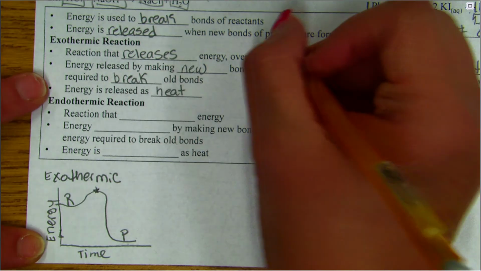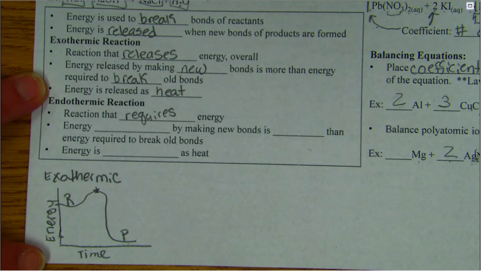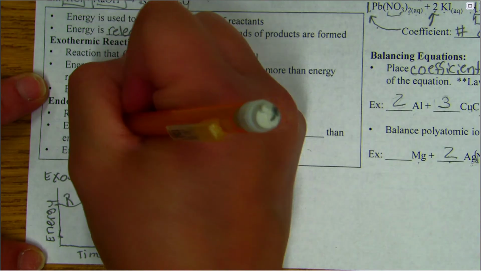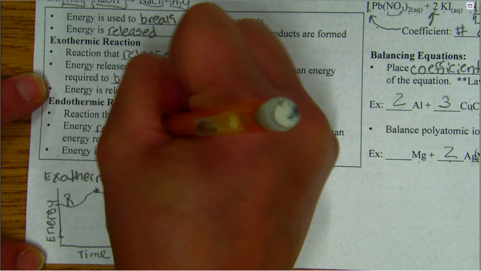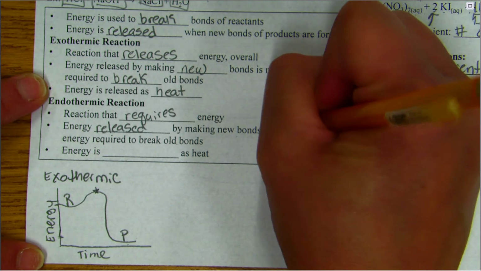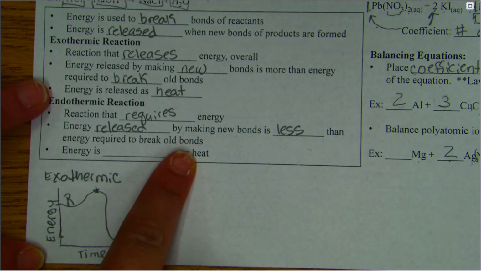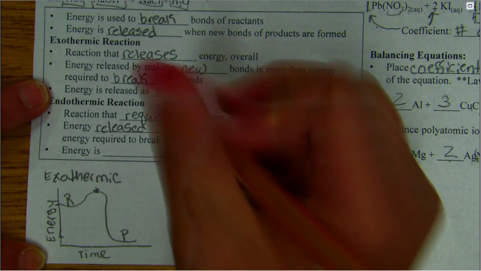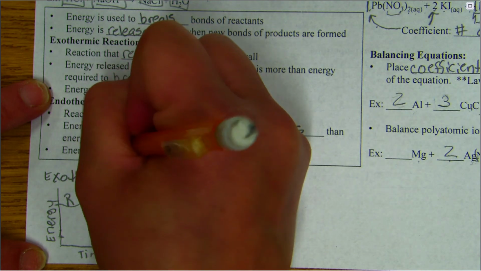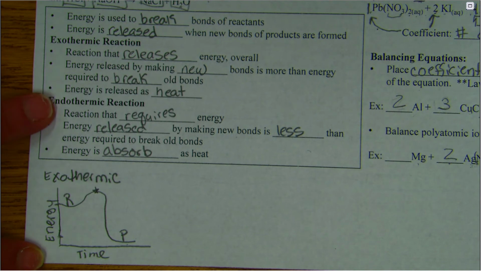An endothermic reaction is the opposite. An endothermic is one that requires energy. So the energy released by making new bonds is less than which is required to break the bonds. Therefore, we have what we say an overall absorption of heat. So energy is absorbed as heat.